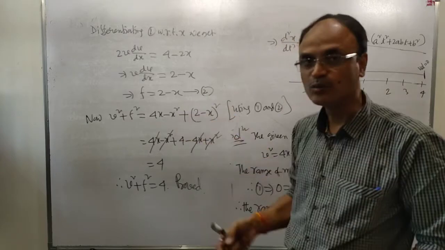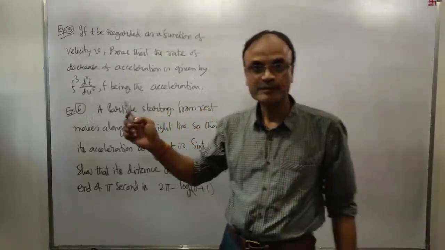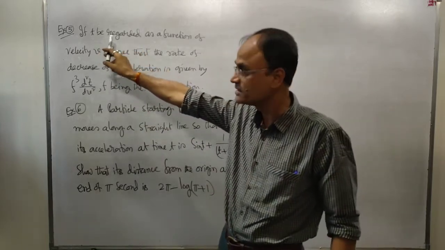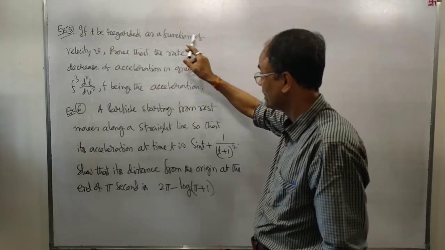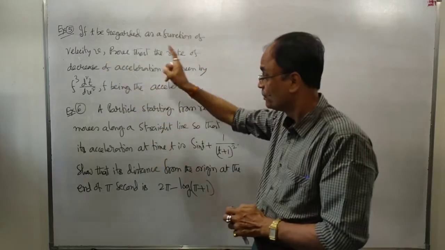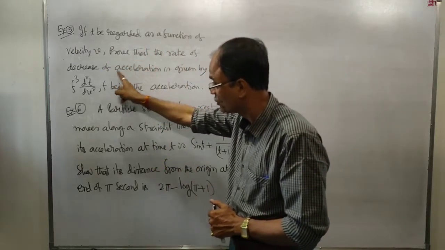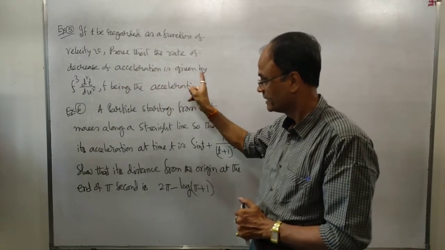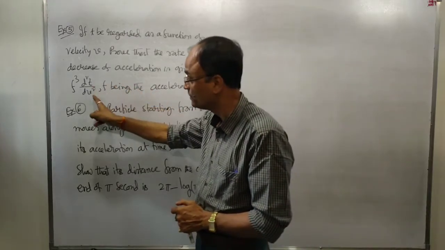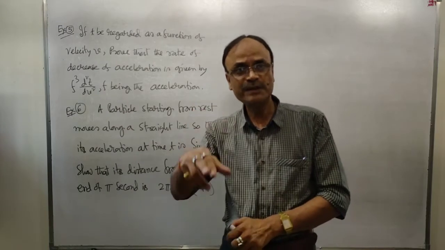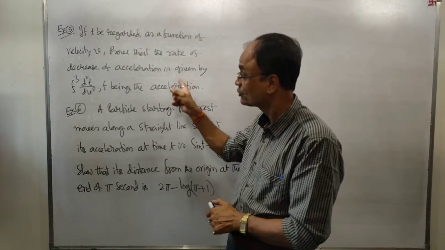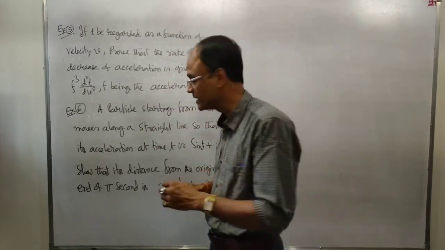Let us try to solve some more problems. Let us try to solve these two problems. Today's question number 5. If t be regarded as a function of the velocity v, prove that the rate of decrease of acceleration is given by f cube d2t by dv square, f being the acceleration. Rate of decrease of acceleration.